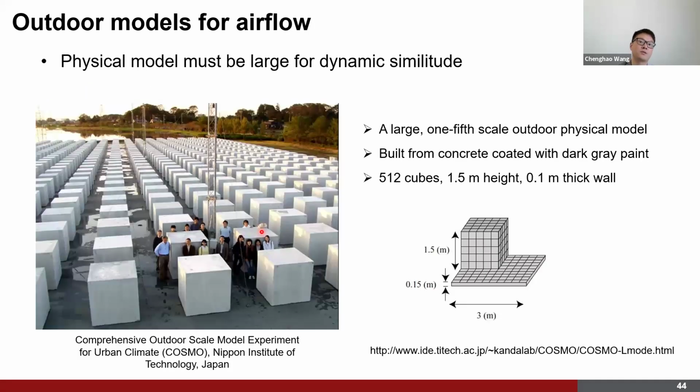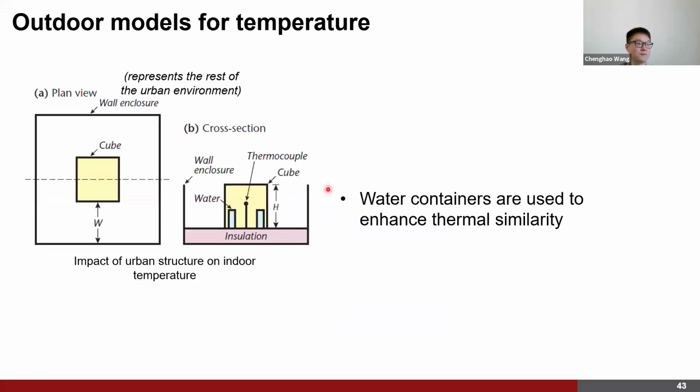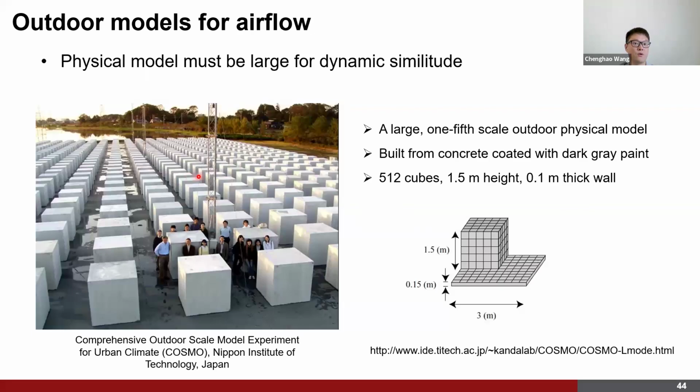And outdoor models are also used for urban wind and turbulence studies. Researchers in Japan have created a very neat physical model called Cosmo, and they use more than 500 cubical buildings to simulate the influence of buildings on both airflow and precipitation. And these cubes are much larger than what I showed in one of the previous slides. This one here. So each of these is about 1.5 meters tall, almost the height of a pedestrian.